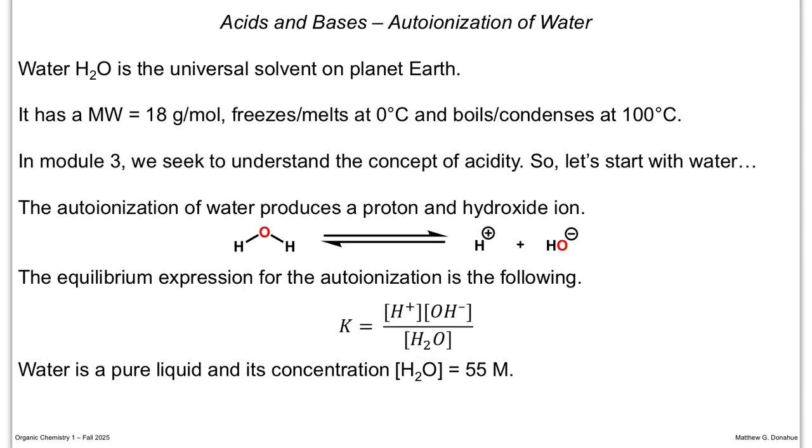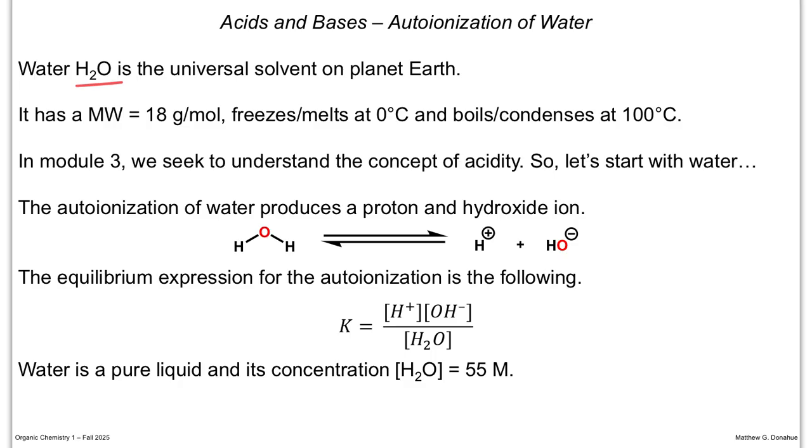So to set the stage for the weak acids, let's just review some concepts of acidity so that we know the scale that we're going to be dealing with. And we're going to start with water. So we all know about water. We can calculate the molecular weight. Oxygen's 16, hydrogen's 1, so we get 18 grams per mole. We have this nice benchmark of the melting and boiling points on the Celsius scale.